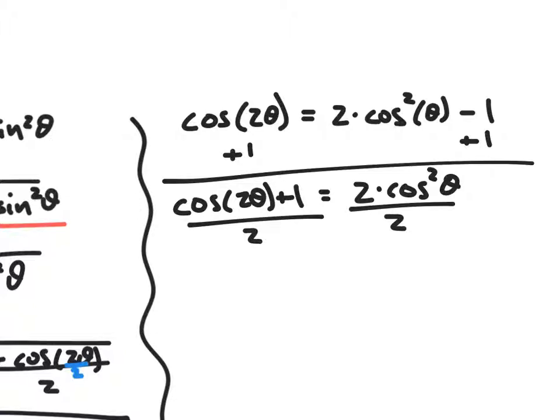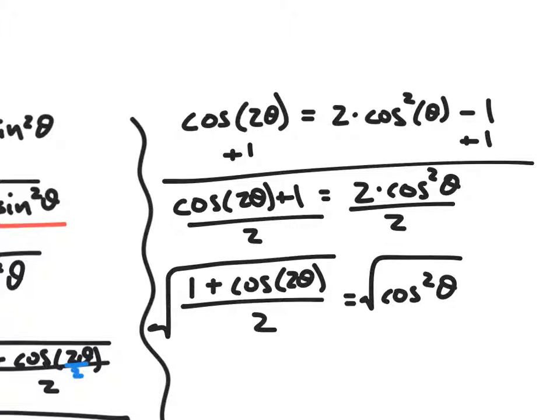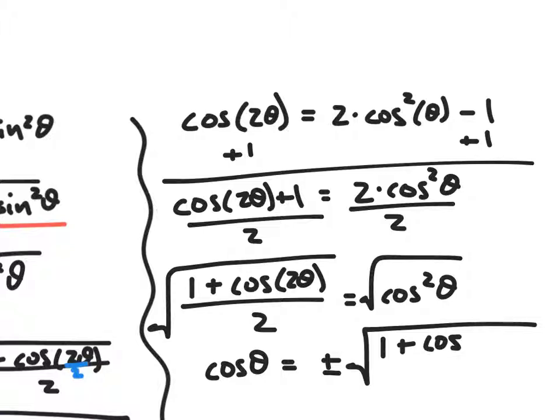So I get cosine, and let's reorder our numerator so it matches up with the other side. We had (1 plus cosine of 2 theta) over 2 is equal to cosine squared of theta. All right. I'm going to apply the square root to both sides. And so I've got cosine of theta is equal to plus or minus the square root of (1 plus cosine of 2 theta) over 2.